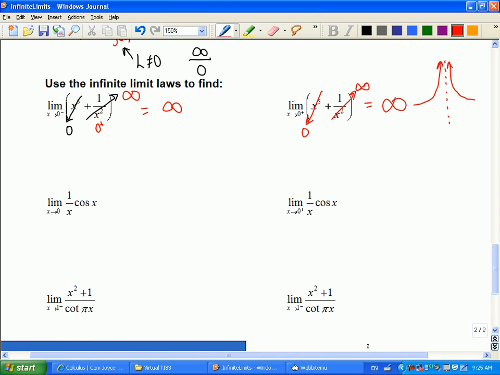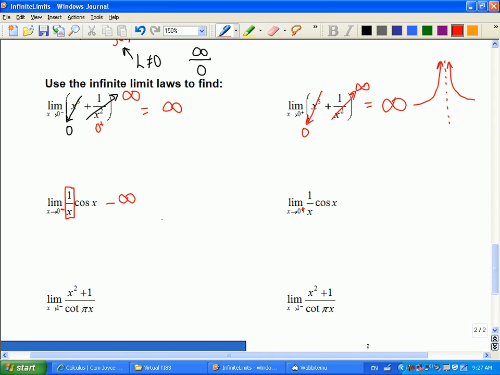Okay, so now we're talking about the product rule. How would you deal with the limit as x goes to 0 for 1 over x times cosine of x? So should I assume this is still the left side? Okay, so what kind of number is going to come out if I go 1 over x and I approach 0 from the left? What's going to come out of this piece here? It's going to be negative, yeah, negative infinity.